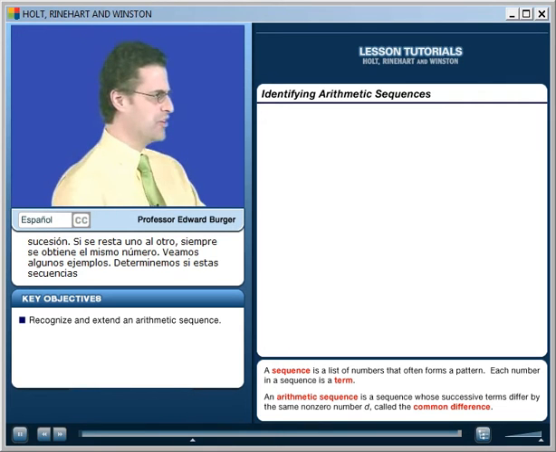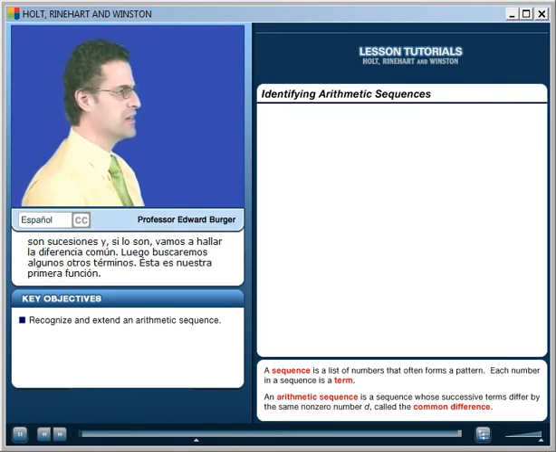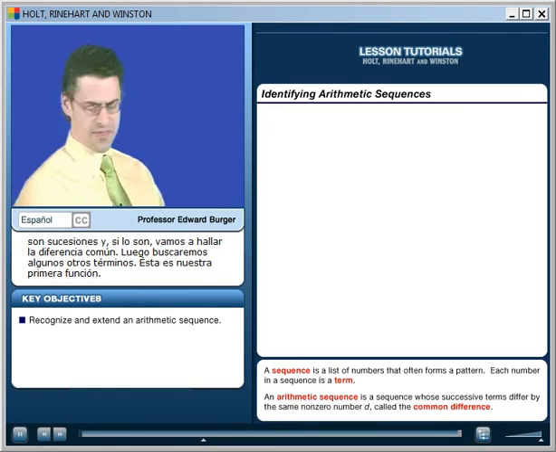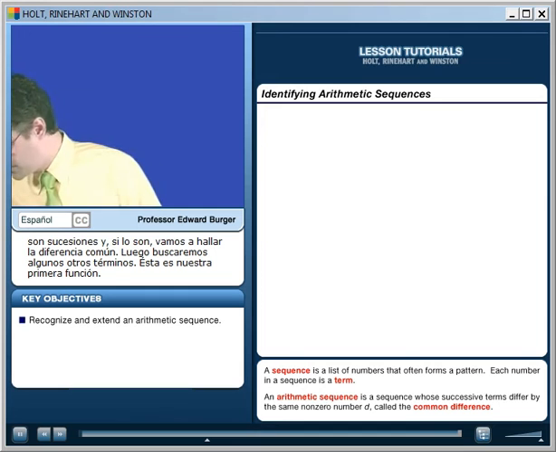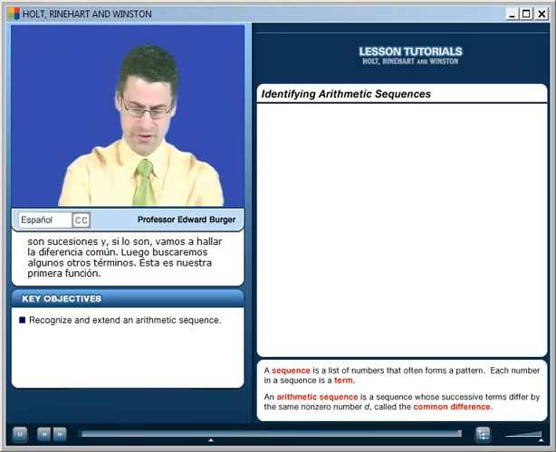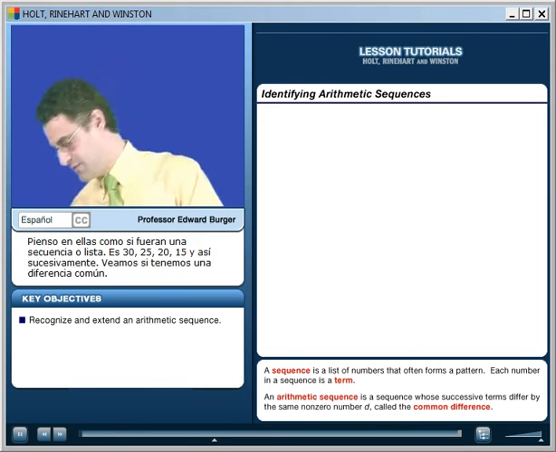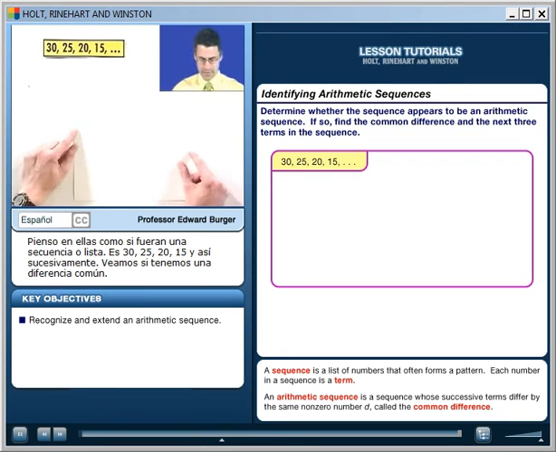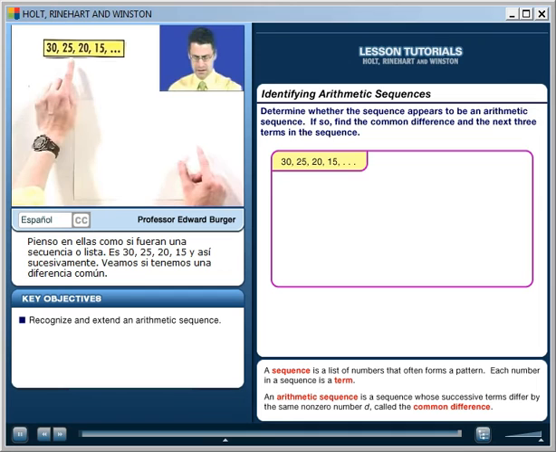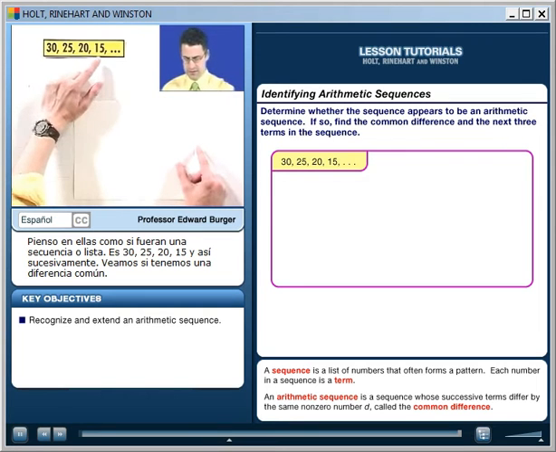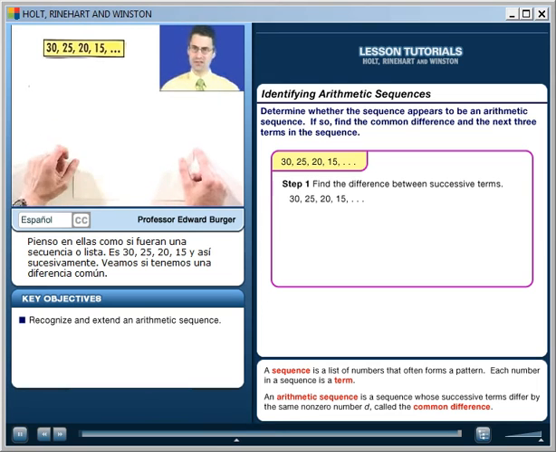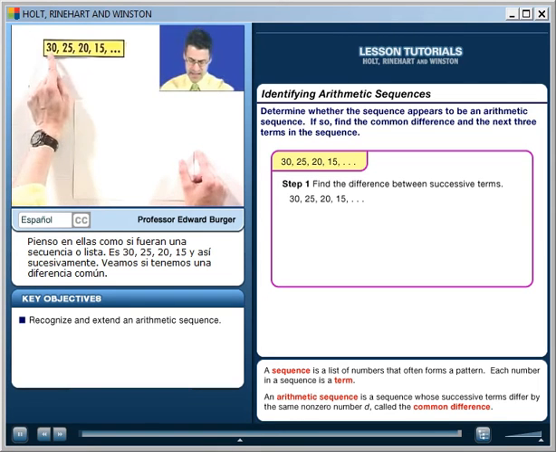Let's take a look at some examples, and let's determine whether each sequence appears to be an arithmetic sequence, and if so, let's find that common difference, and then let's find a few more terms. So here's our first function, if you will, or now think of it as a sequence, a list. And so it's 30, 25, 20, 15, and so forth. And let's see if we have a common difference. Let's take the difference, this minus that, and see if it's always the same.